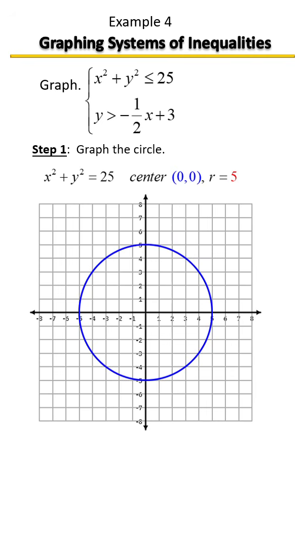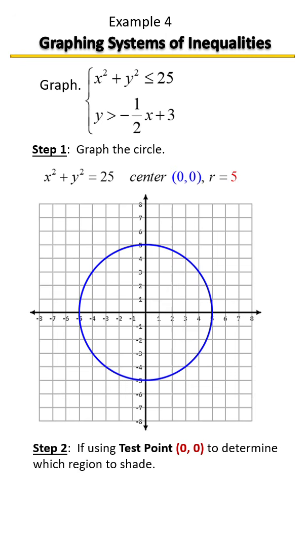And now we have to decide, are we going to shade inside the circle or outside the circle? Well, because it's in a form other than slope-intercept form, it's not solved for y, we're going to use the test point method, which is remove the x, remove the y, and replace both with 0. When we do that, it's going to look like so.